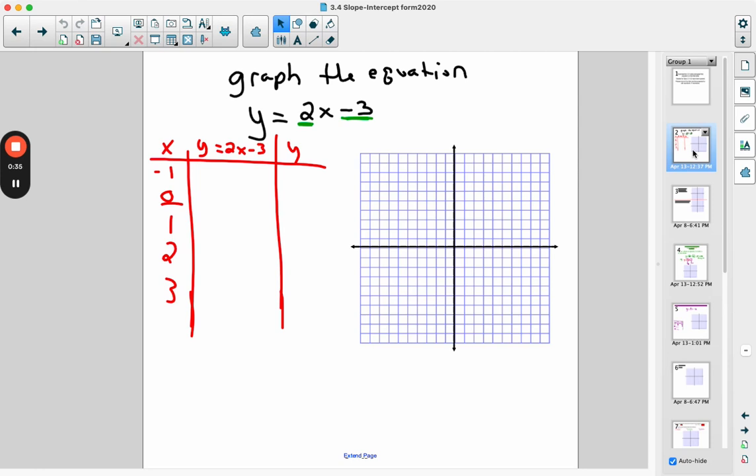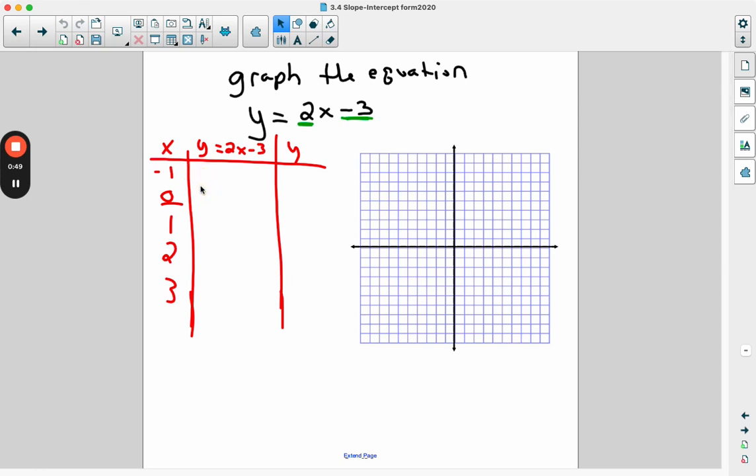Alright, so hopefully when you graph this, you remember what we've learned about graphing by making a table of values. We start by plugging in numbers for x, getting values for y, and plotting those points. So first, if we start, we've got -1 we're going to plug in. That gives us y equals -2, or 2 times -1 is -2, minus 3 is -5.